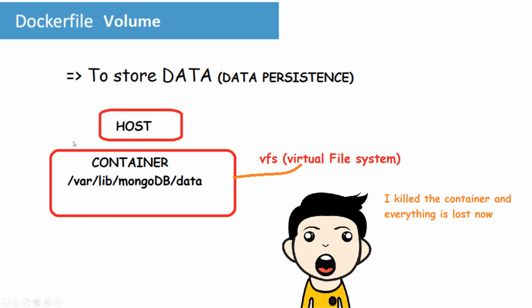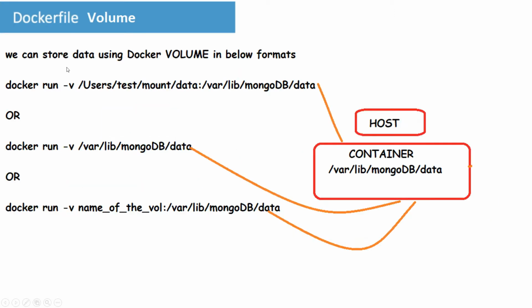This is where the Docker run command comes into the picture. So we can store data using it in the below formats. We have been using docker run so many times, so we know what it does. But this is a new option, dash v, which we'll use to tell the Docker CLI, and in turn the Docker daemon, that so far we have been using only the virtual file system to save the data, but now the user has given us the dash v option as well. That means we need to store the data to some specific path. So these are the three formats in which you can run the command to tell the Docker daemon that we have to persist the data.